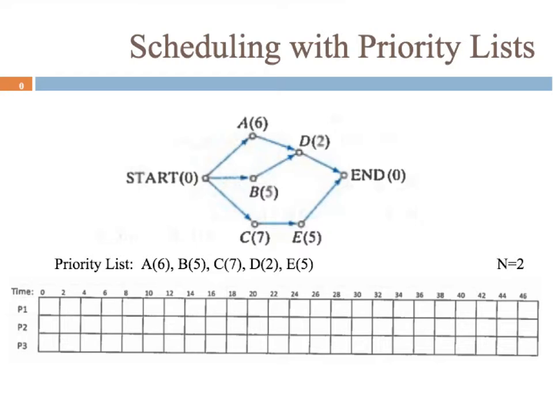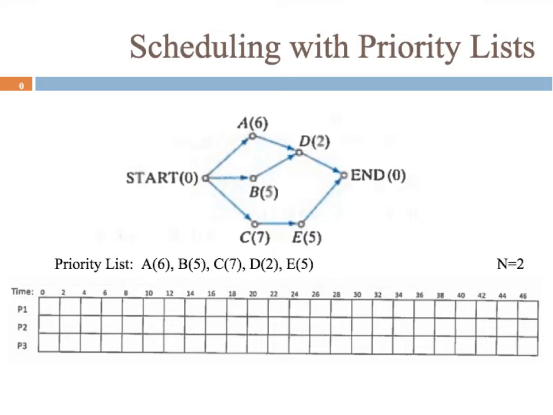The priority list isn't always necessarily going to follow the precedence relations. In this example it does, so it's just important to remember that the precedence relations do take precedence. So sometimes if something in a priority list is not ready yet, we have to skip over it and move on to the next thing that is ready in the list.